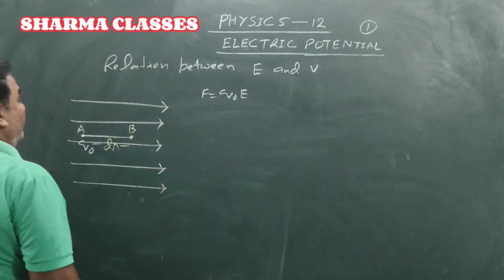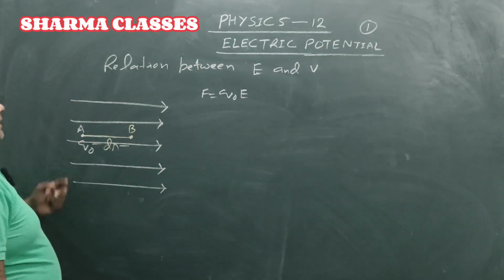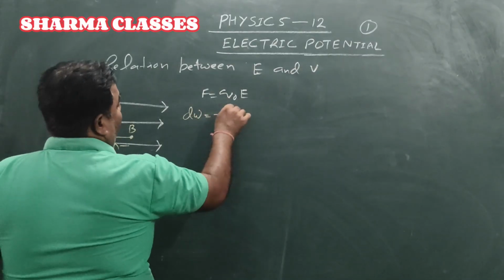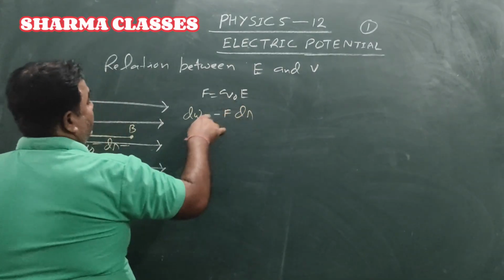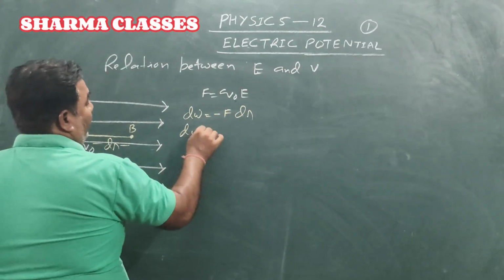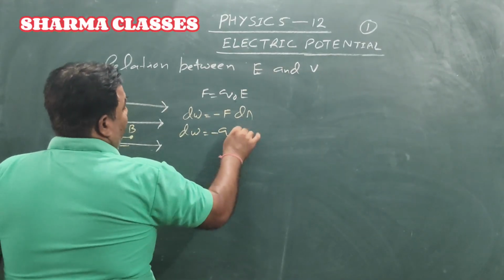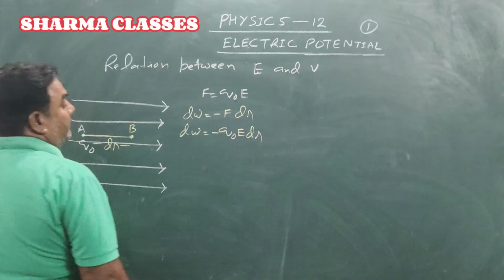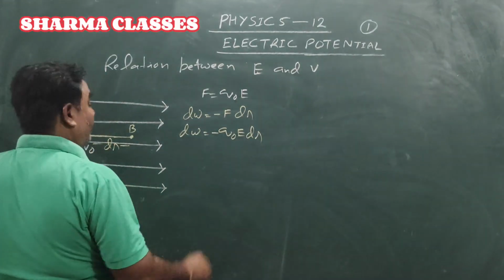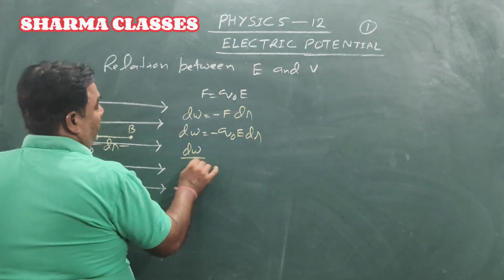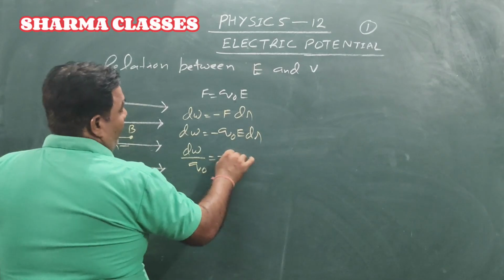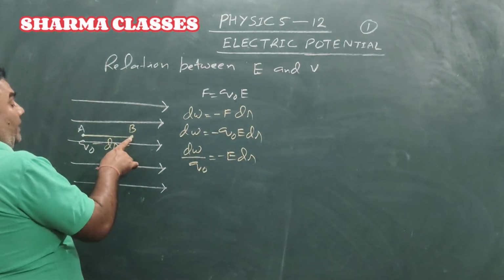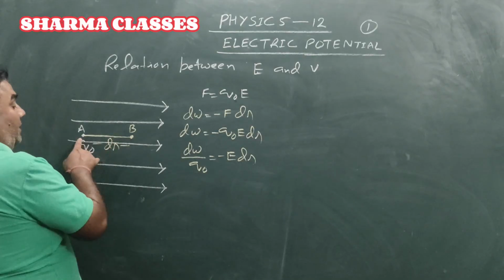So when we take it again from point B to point A, we do work dW equal to minus F into dr. We have to apply force against this. dW is equal to minus Q naught E into dr. Then dW upon Q naught is equal to minus E into dr, and dW upon Q naught, the total work done in taking a test charge from one point to another, is called the electric potential difference.